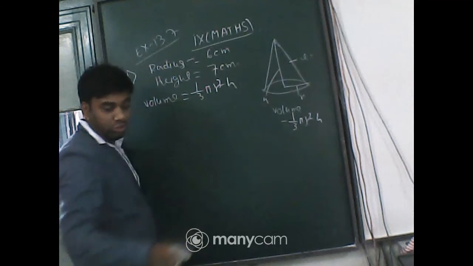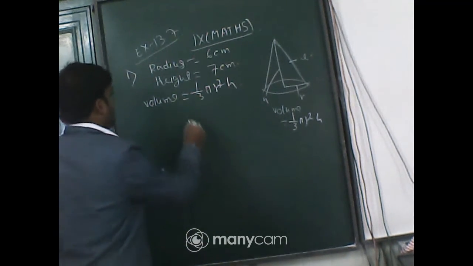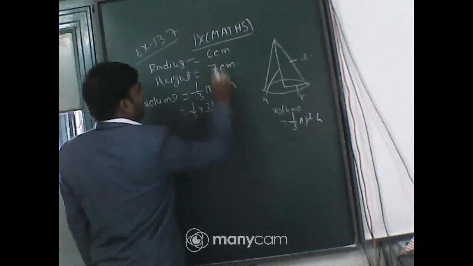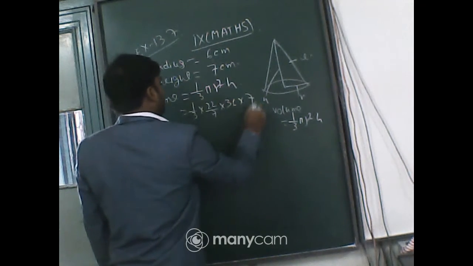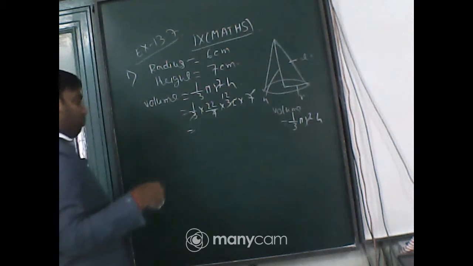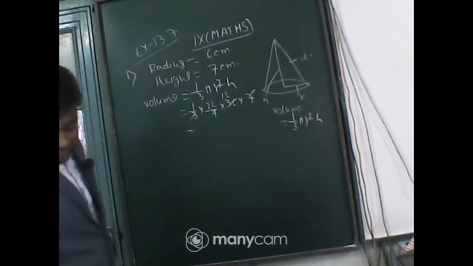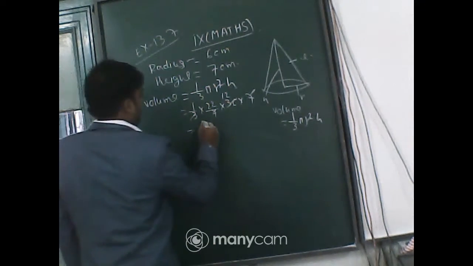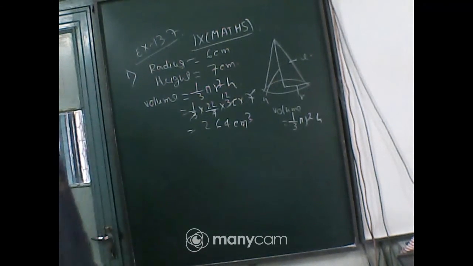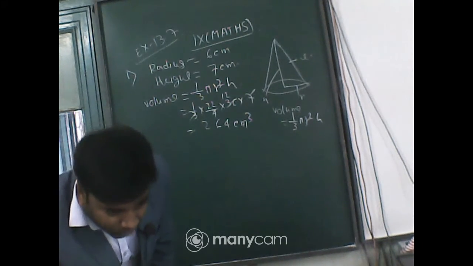It is also mentioned that you have to use pi equal to 22 by 7. So 1/3 pi means 22 by 7, r square means 36 and h means 7. 7 remove 3, 12, 12 into 22 is 264. So that is 264 centimeter cube. It is the volume of the first part of question number 1.